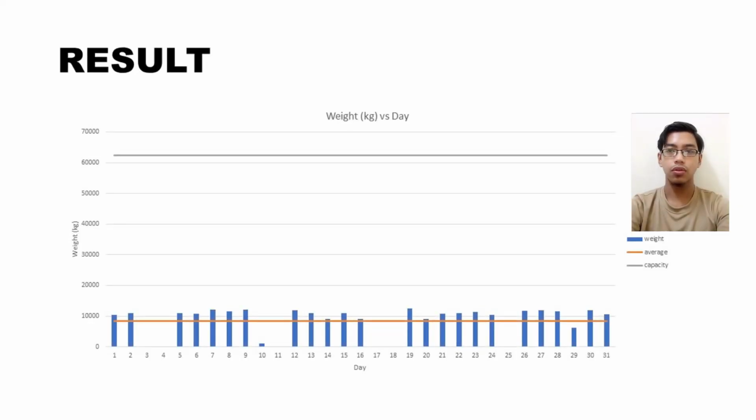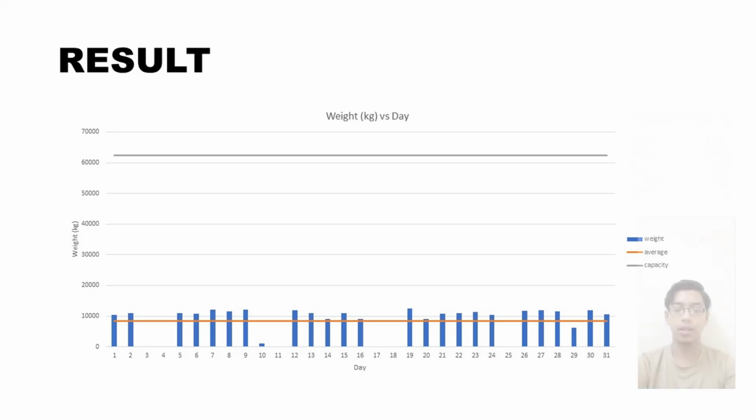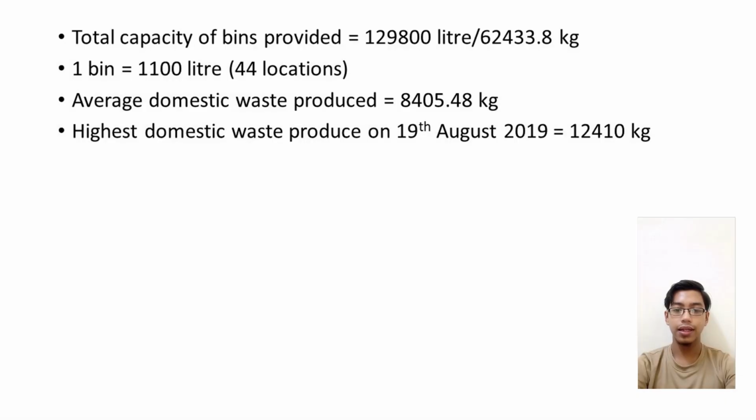Now let's move to the result. So the graph shows the weight of domestic waste produced in August 2019. As we can see, the grey line shows the total capacity of bins provided by UiTM, which is equal to 129,800 liters, and when we convert to kilograms, it is equal to 62,433.8 kilograms.